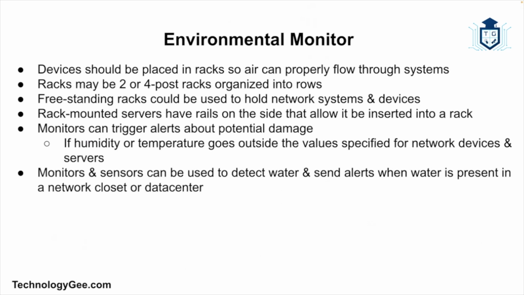And environmental monitors can trigger alerts about potential damage if the humidity or temperature goes outside the values specified for network devices and servers. And environmental monitors and sensors can also be used to detect water and send alerts when water is present in a network closet or data center. Whether you have water on the floor due to flooding, or water coming from the ceiling due to excessive rain or structural damage to the building, you will want to be alerted to this unwelcome element as quickly as possible.